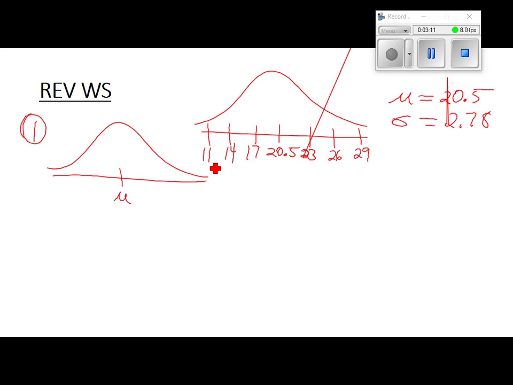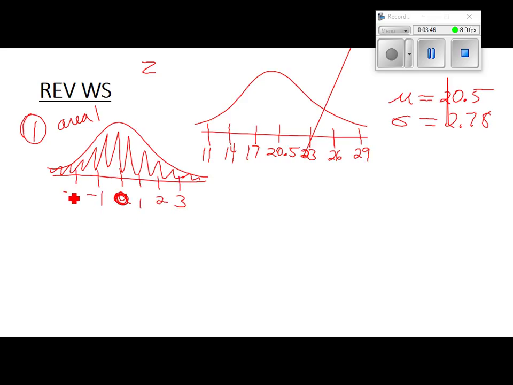Some other things on drawing and understanding the curves. What do we know about the area under every normal curve? 1. So the area is always 1. When we're changing them into a standard normal curve, know the difference between a normal curve and a standard normal curve. Standard normal curve is where we're using z-scores. And this is always going to be 0, 1, 2, 3, -1, -2, -3. That's the standard normal.